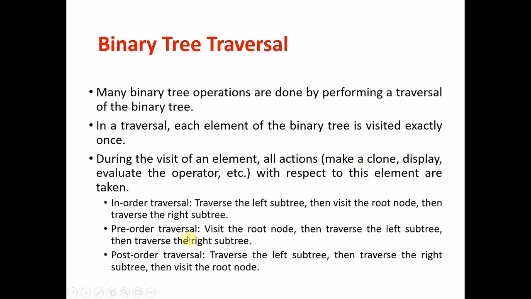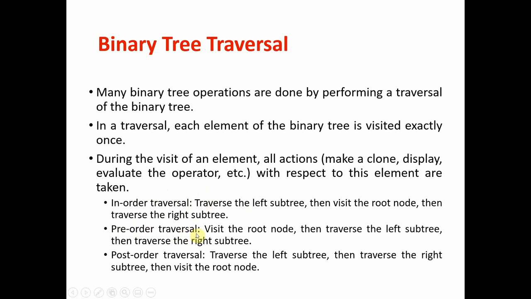There are mainly three traversal methods. There are other traversal methods as well, but these three are the most important ones. In the in-order traversal, the node that we want to traverse is traversed between its left and right child. So in-order traversal is also called left node right, LNR. We traverse the left subtree, then visit the root node, then traverse the right subtree. So left subtree first, then the node, then the right subtree.